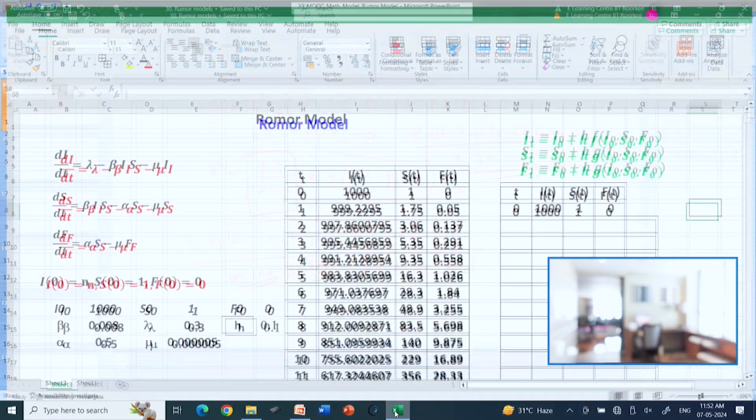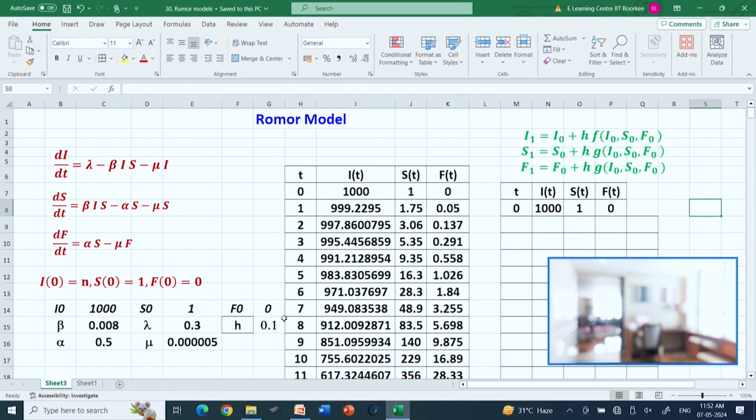Microsoft Excel. So, I already have it opened. As you can see, this is the first equation of the ignorants, these are the spreaders, and this is the Stiflers. Now, the initial condition, though I have put N here, the value I have chosen is 1000. Say there is only one spreader and no Stiflers. So, here are the initial values at time t equal to 0: the ignorants were 1000, only one spreader and no Stiflers.